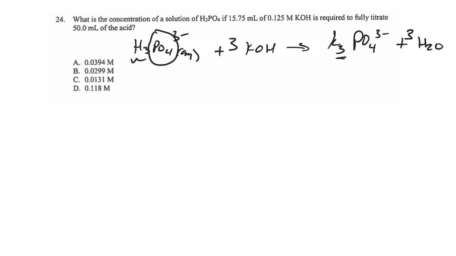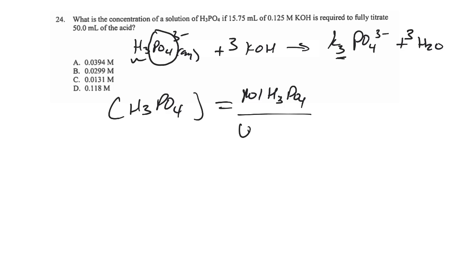So what this reaction is telling us is, for every mole of H3PO4 initially present, we need to add 3 moles of KOH. So if we initially have 50 milliliters of acid, we want to know the concentration of that solution. H3PO4's concentration will be the moles of H3PO4 in that solution divided by the volume of that solution. Volume of the solution in liters is 50 milliliters, so 0.050 liters. This is what we need to solve for using our stoichiometry.